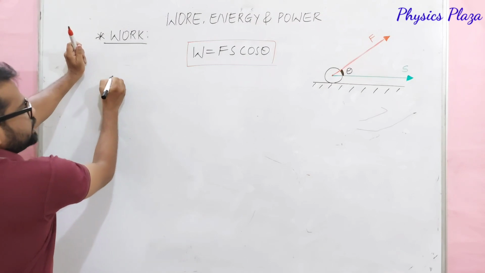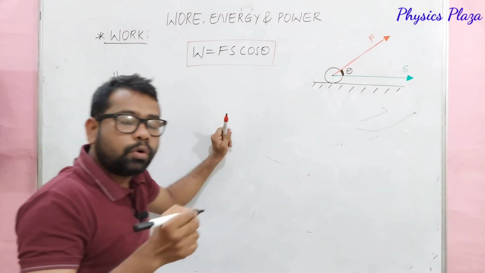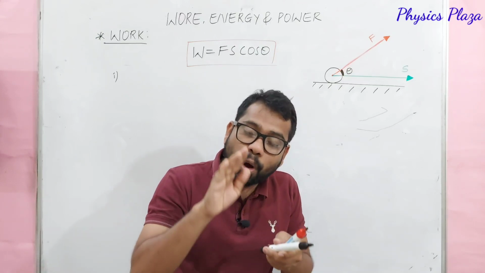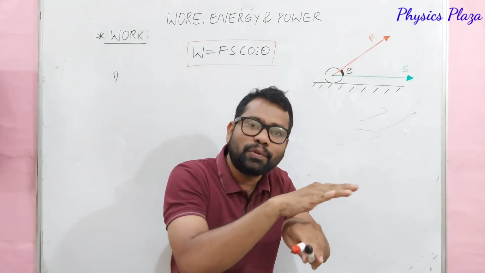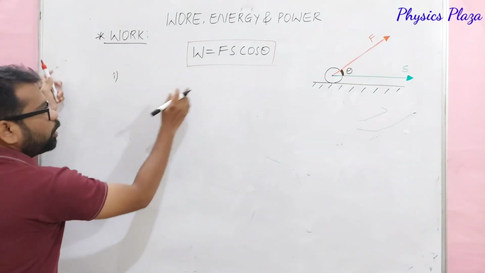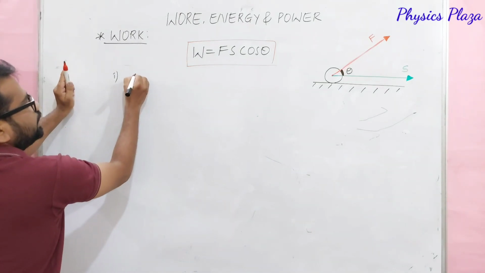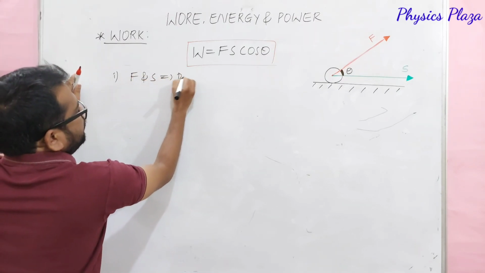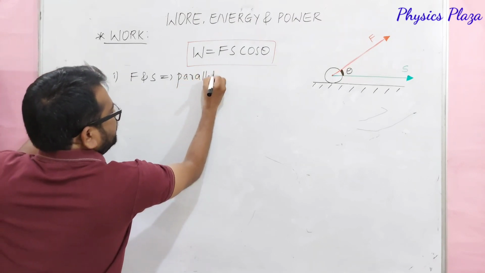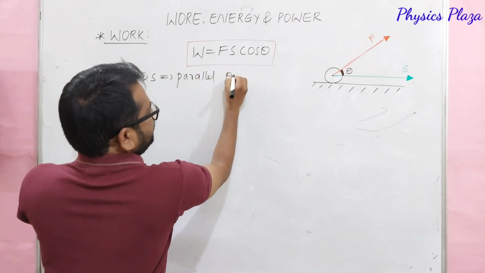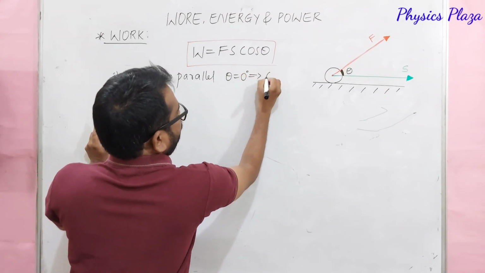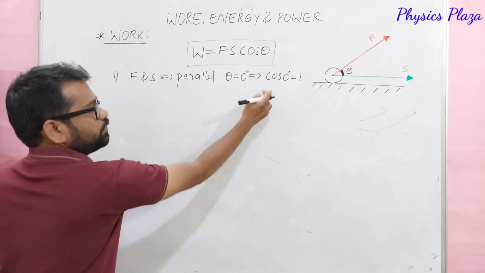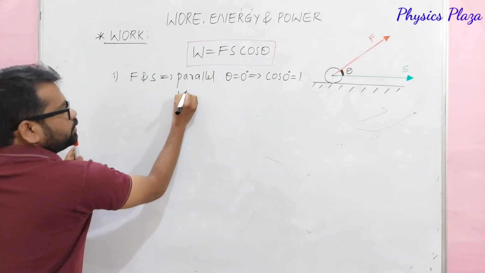Dear children, first let us say case 1. If force and displacement are both parallel to each other, that is, the body is displaced in the direction of the applied force, then theta is equal to 0 degrees. Force and displacement are parallel. Therefore cos 0 degrees is equal to 1. If you substitute in this, you will get W = Fs.